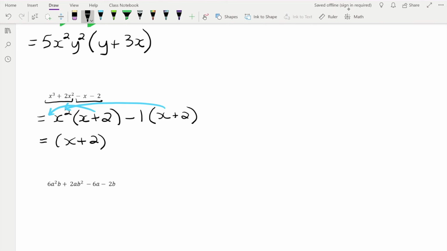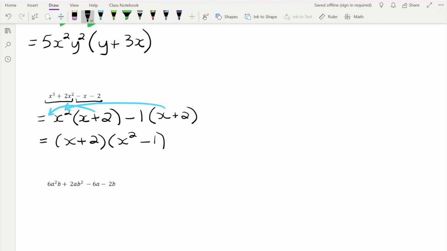So if I take the x plus 2 out of this first grouping, I'm left with my x squared. And if I take it out of this second grouping, I'm left with my minus 1. And now when I look at each grouping, I see that's as far as I can go. I can't simplify or factor anything else out of those two groupings, so I'm done.